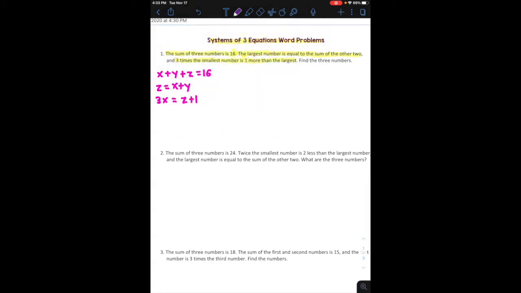So I'm going to go ahead and just copy the first equation, x plus y plus z equals 16. The second equation, I'll subtract the x and subtract the y over to the left-hand side, or you could always just subtract the z, so we could get x plus y minus z equals 0. That's another option.